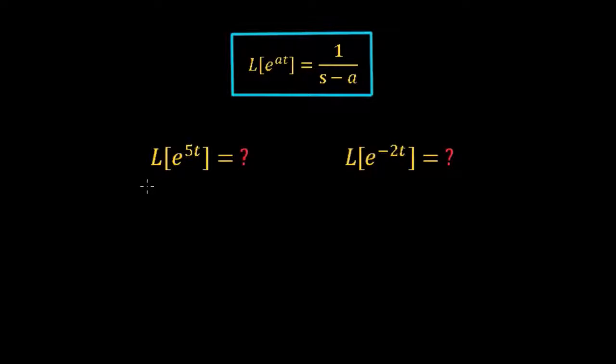Let's look at two examples. The Laplace transform of e to the 5t is going to be 1 upon s minus a, and the value for a is 5, so it's 1 upon s minus 5. The Laplace transform of e to the minus 2t will be 1 upon s minus a, where a is equal to minus 2, so the minus of minus 2 will make plus 2.